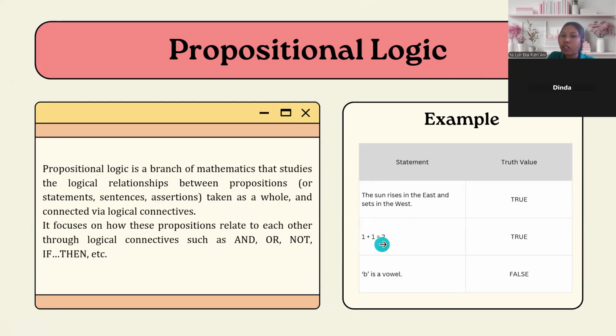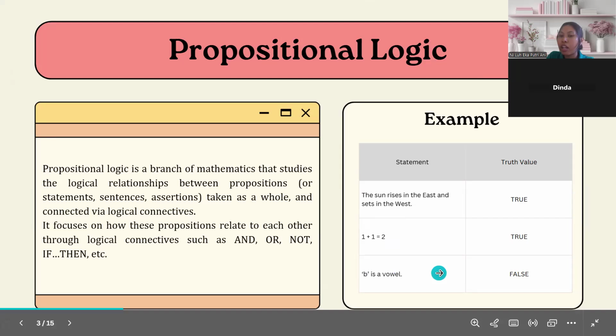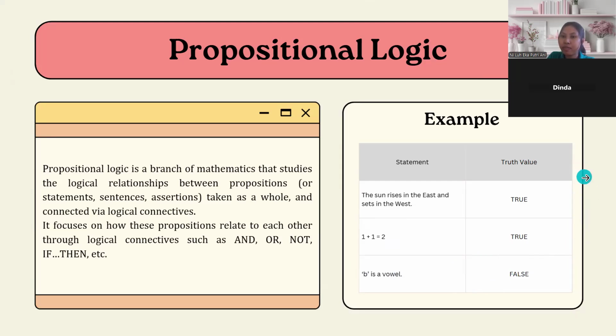1 plus 1 equals 2, so this is true. And B is a vowel, we know this is false, so the truth value for the statement is false. Okay, do you understand? Okay.